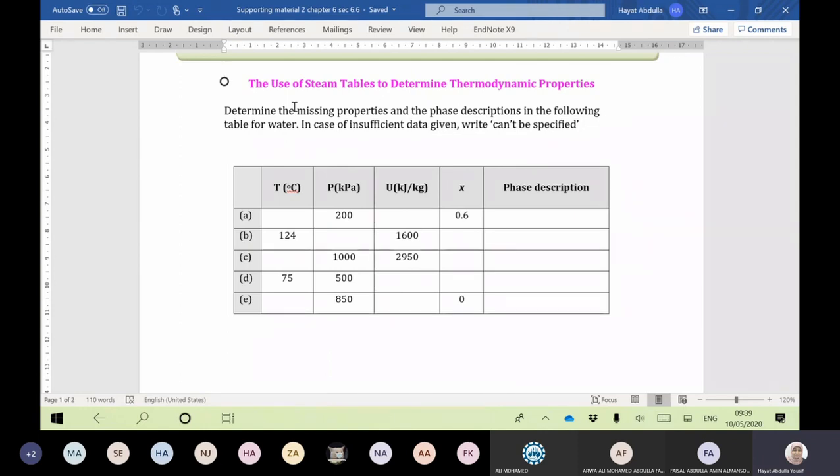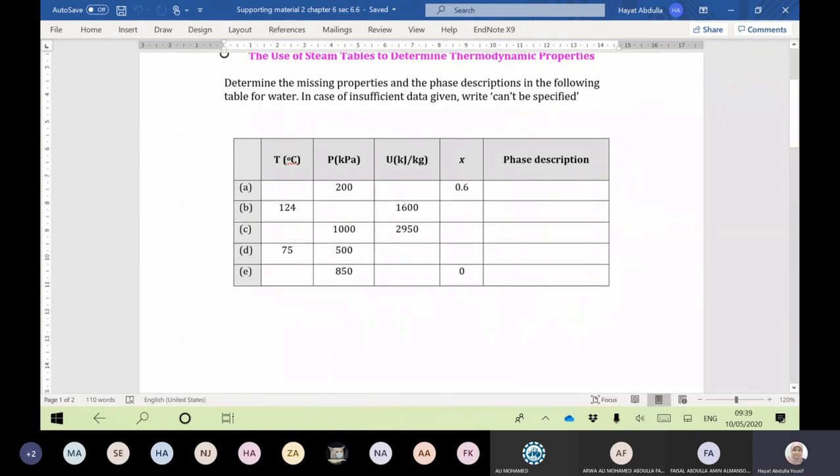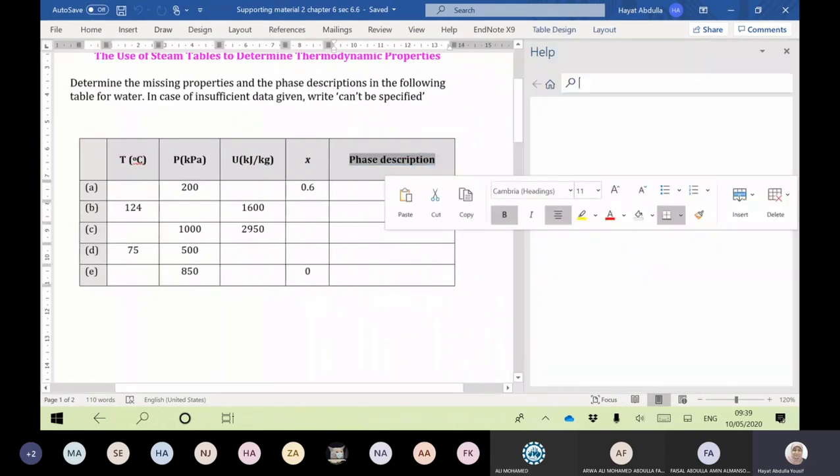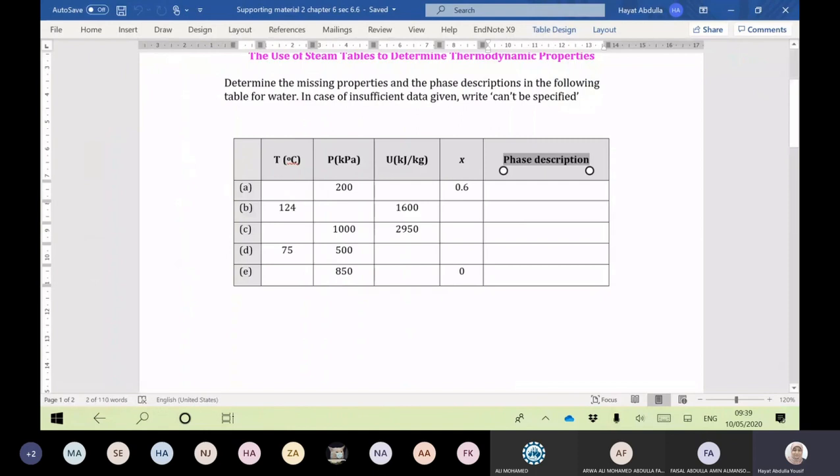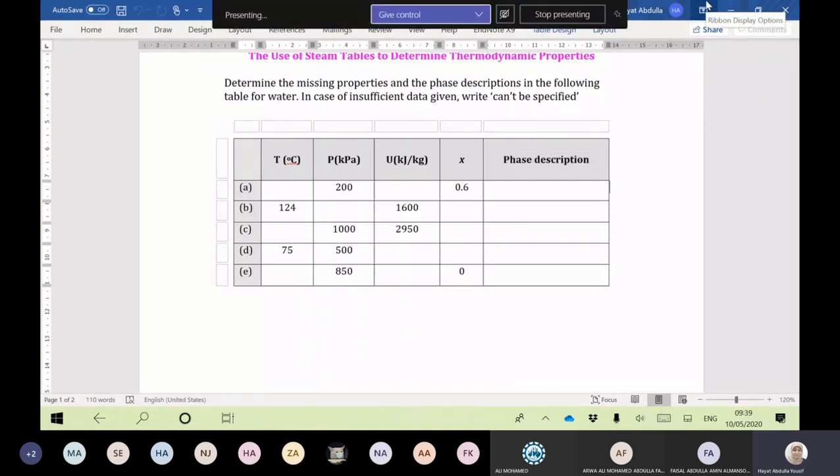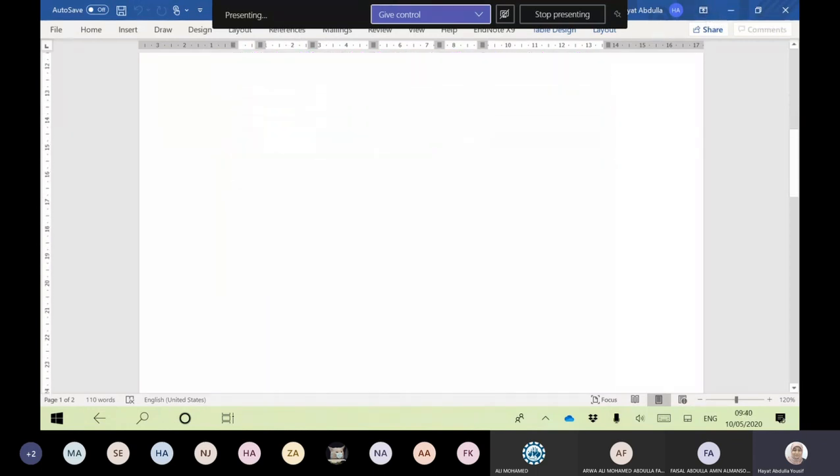So first thing here, I just put several pieces of information for several cases. And tell me whether the phase is, describe for me the phase. Is it saturated liquid? Is it saturated vapor? Is it compressed? Okay, let me just make an introduction to what we did so far. I explained what we mean by saturated.